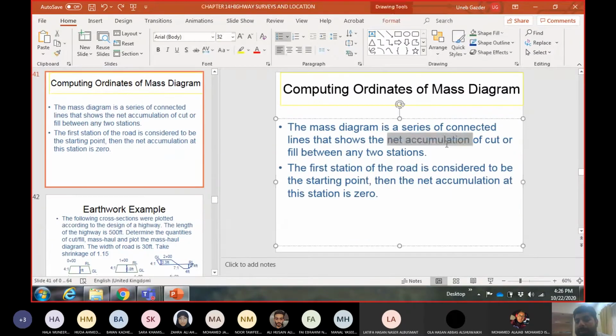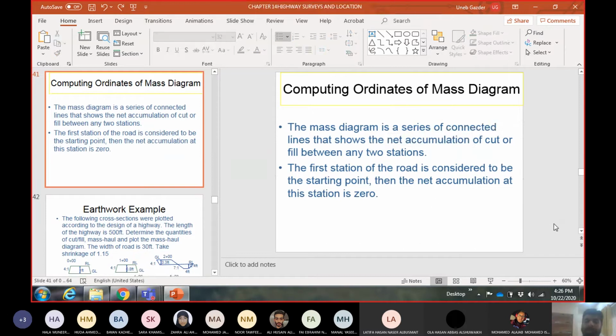Net accumulated quantity of cut or fill. Net means, first of all, at every station you will do cut minus fill. Then for every station you will do accumulation as well. Accumulation means add the previous value. So at every station, first find out the net quantity at that station, then add the quantity from the previous station. It will be the net accumulation of cut or fill.